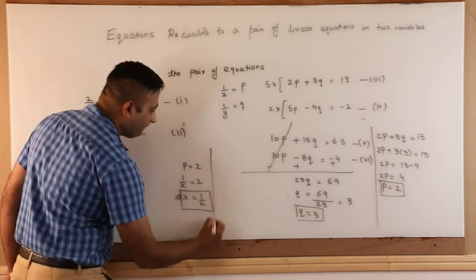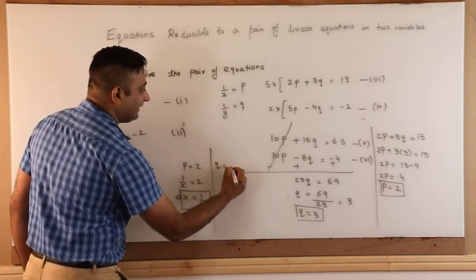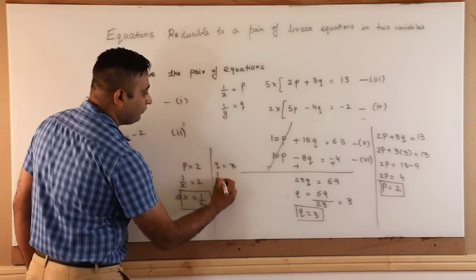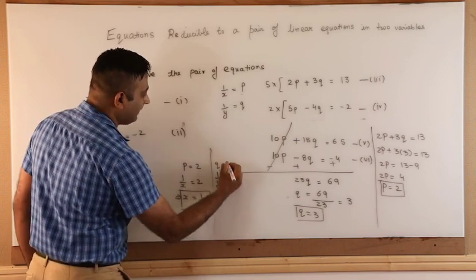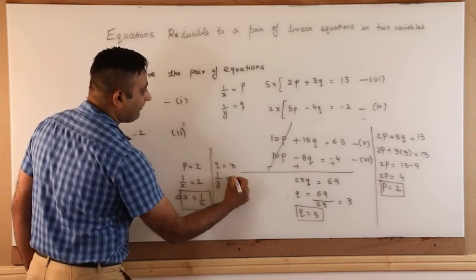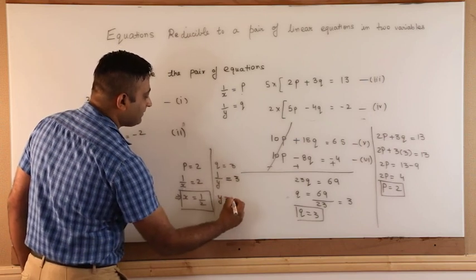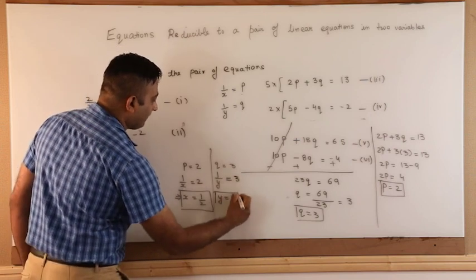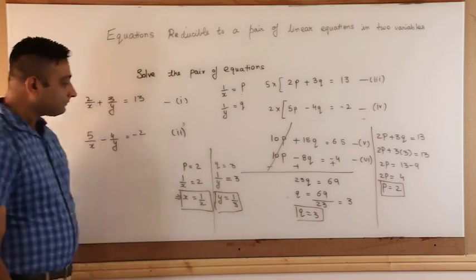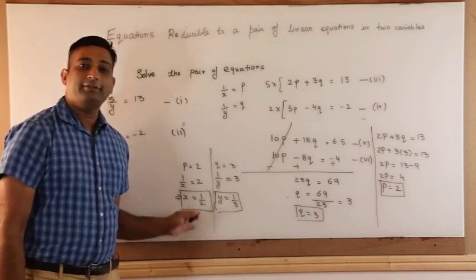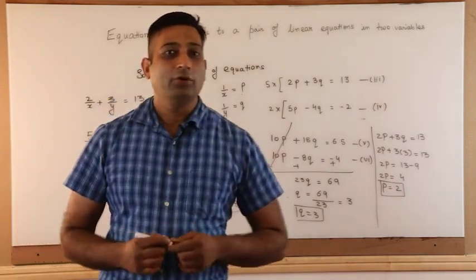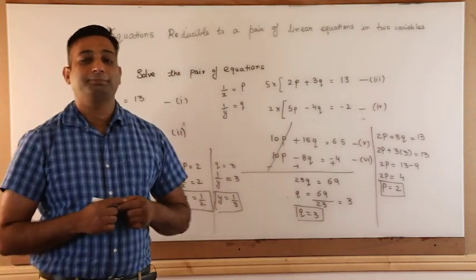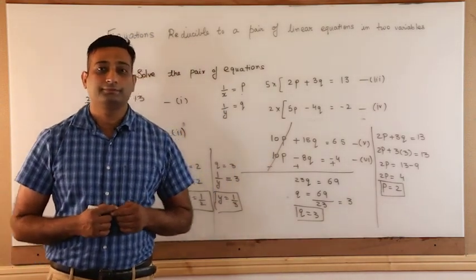Now we can also compare q, that is equal to 3, but q was substituted at the place of 1 by y. That means 1 by y is equal to 3. That means y is equal to 1 by 3. So in this way we have solved the value of x and y for this pair of linear equations.